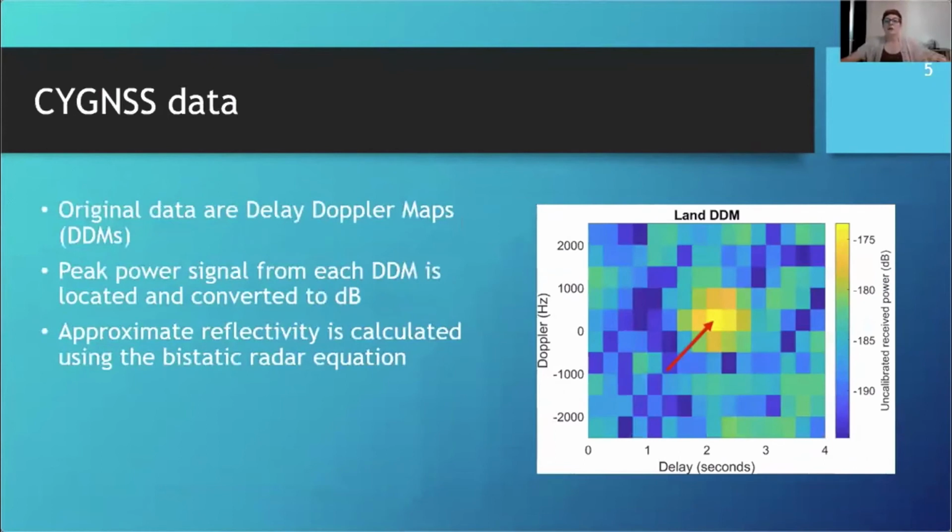Cygnus data are originally recorded as delayed Doppler maps, an example of which can be seen here. In order to use the Cygnus data, we locate the peak power signal from each DDM, convert the signal to decibels, and use the bistatic radar equation to calculate an approximate surface reflectivity.